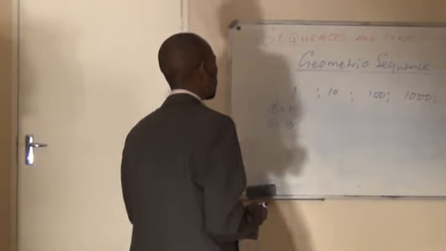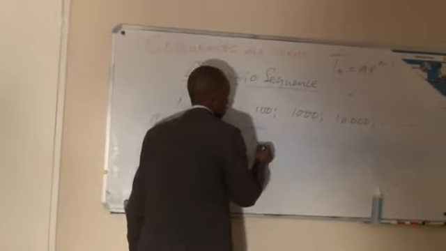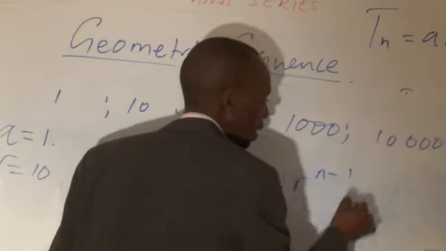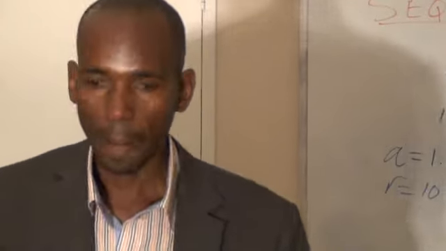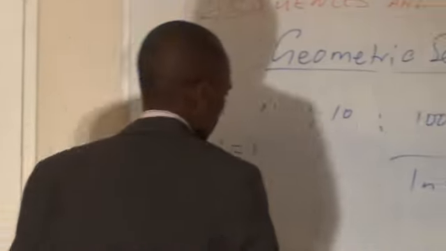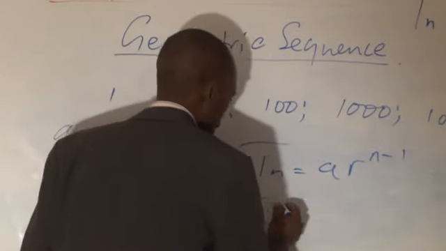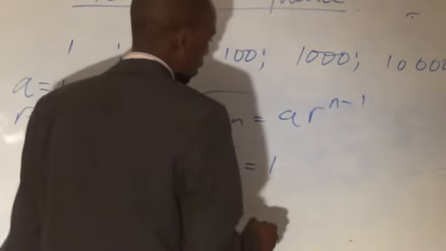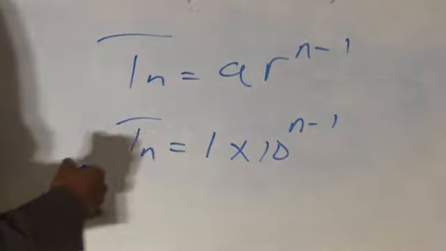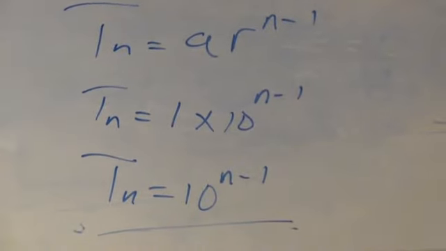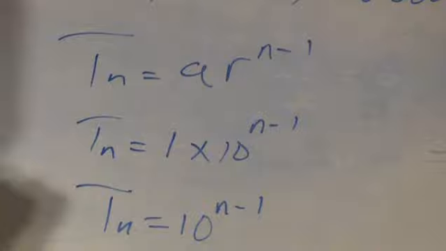Right? We know that for a geometric sequence, Tn is equal to a times R to the power n minus 1. We're still happy with that? What is a in this case? 1. What is R? 10. So in this particular case, our Tn is equal to 10 to the power n minus 1. So if I want to find any term, it will be 10 to the power n minus 1.